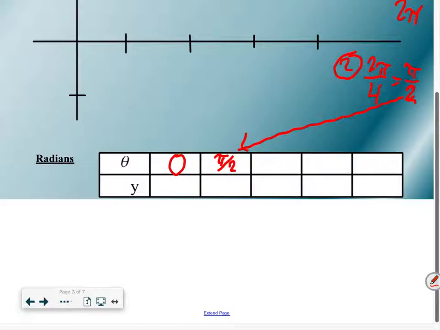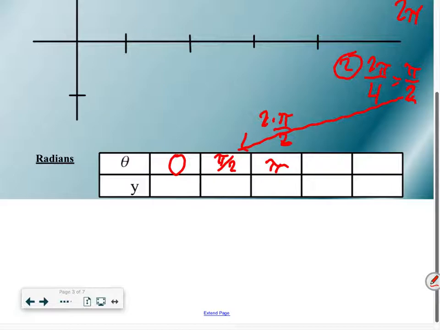Okay. How do I figure out what goes in our next box? Times 2 or add pi over 2. So I can take 2 times pi over 2 or add pi over 2 plus pi over 2. What do I get? Pi. Good. Our 2's cancel. We get pi.